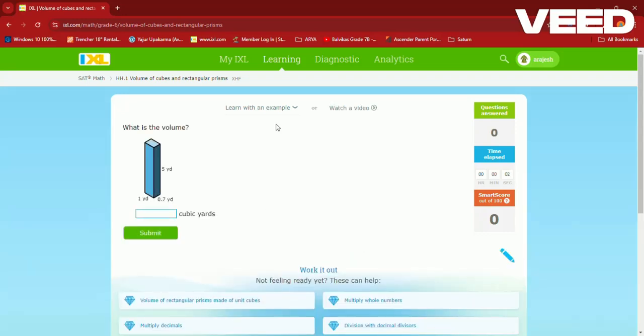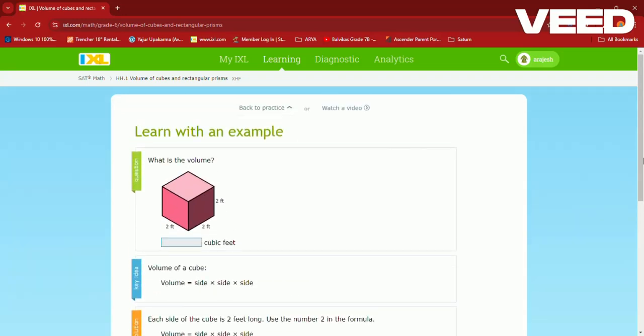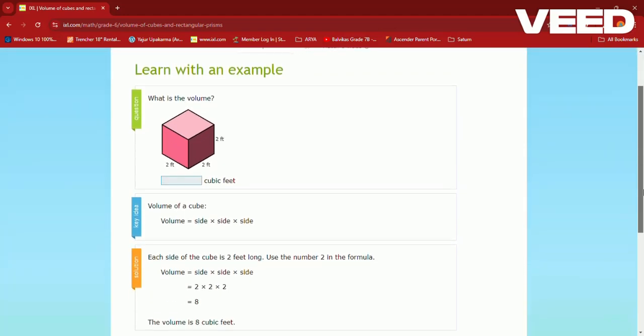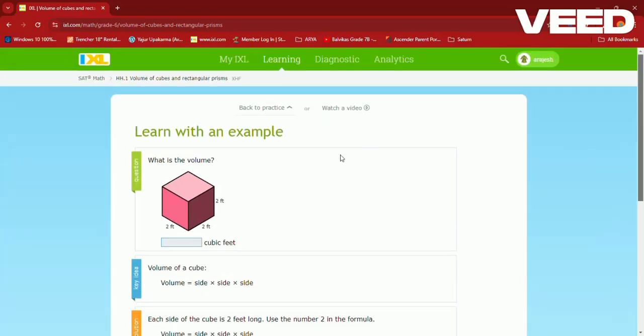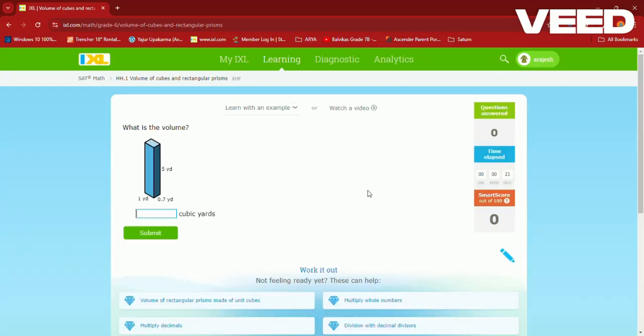Here we go. Let's learn with the example. What is the volume? We're given 2, 2, and 2, and we're going to be solving for cubic feet. The volume of a cube we know is volume equals side times side times side. So it'll be 2 times 2 times 2, which is equal to 8. Now that we realized that, let's go to our real deal.